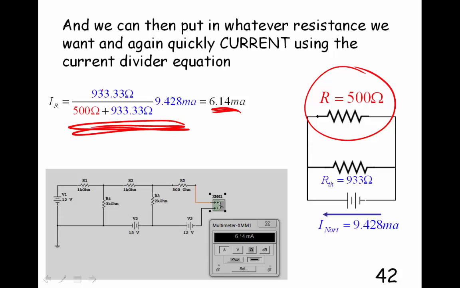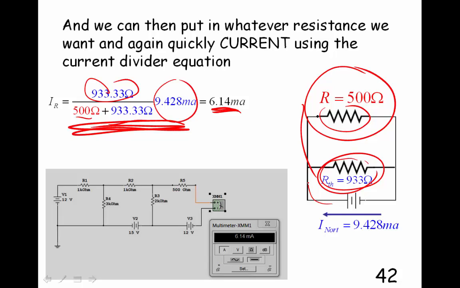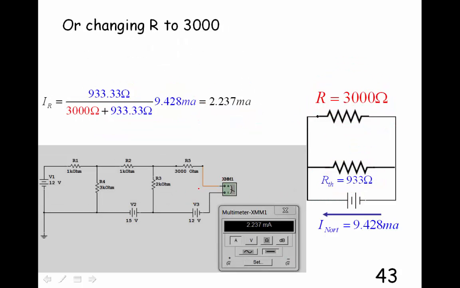In the current divider equation, I put this resistance, the 933, over the total resistance, then multiply it by the total current coming out here, and it tells me how much current is going through this element right here. Then it says that it's 6.14 milliamps. Sure enough, it's 6.14 milliamps when I tested it in Multisim.